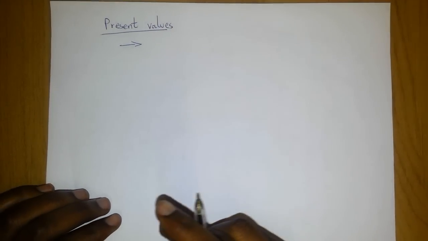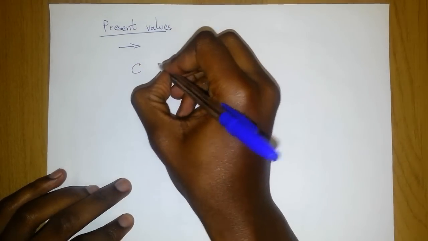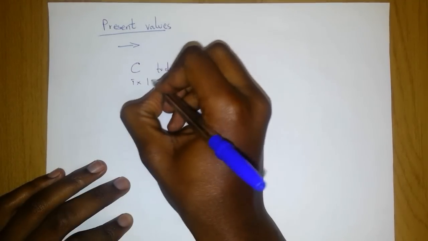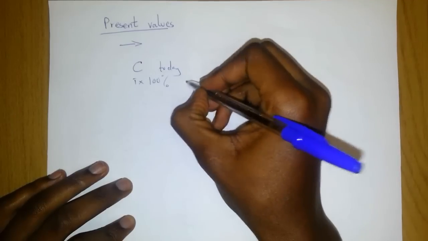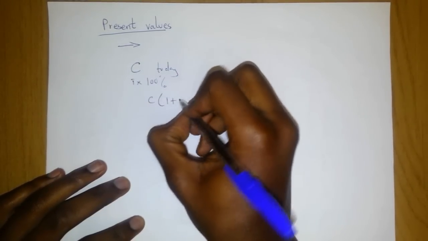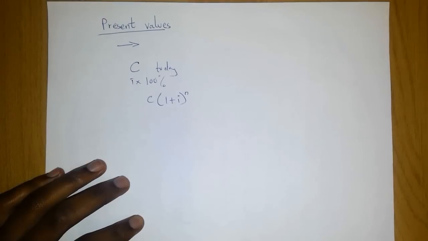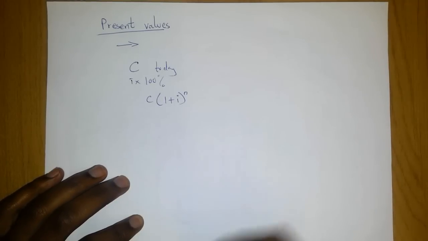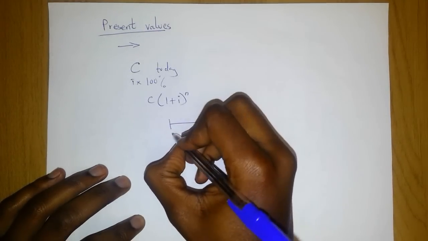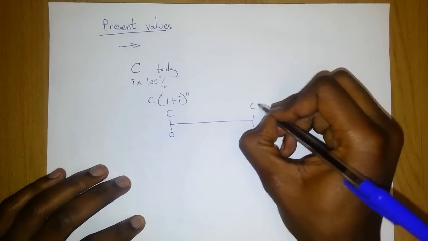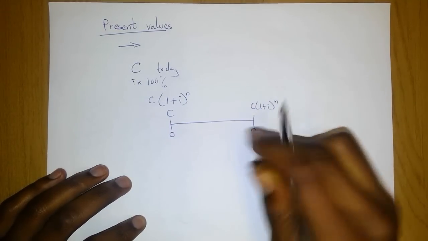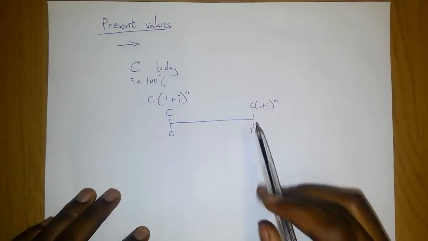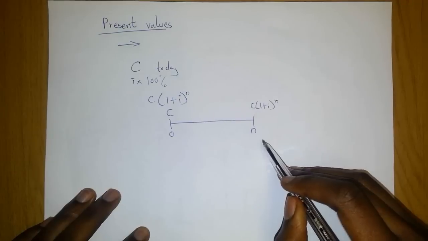Anyway, we know that an investment of C today made at a rate of i times 100% will accumulate to C times (1 plus i) to the power n at time n. That is taking the compound interest model into account. So if I draw a time scale here, at time 0, if you invest C, you will end up with this at time n. So the question is, what is the value of an investment of this amount?